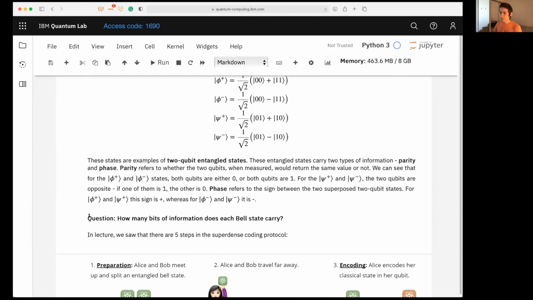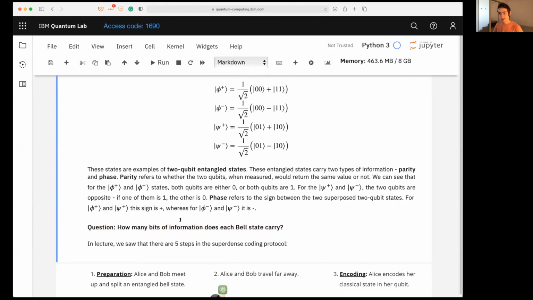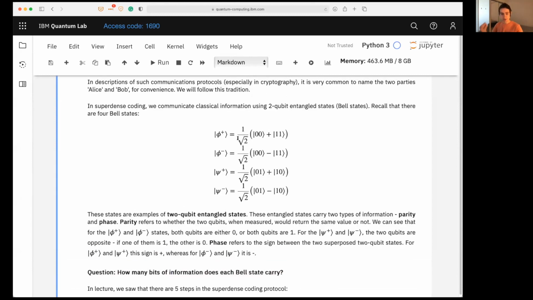Now, to sort of motivate the rest of our discussion, I want to ask this question to you. How many bits of information does a Bell state carry? Right? So if we had 2 qubits, we have 2 entangled qubits, and they are in some Bell state, and we could somehow find out which Bell state that was, how many classical bits of information does that give us?